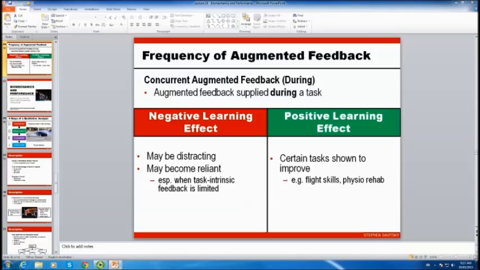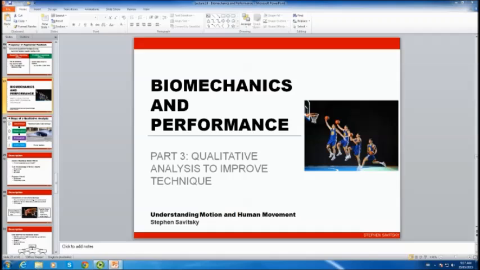Terminal feedback is at the end. Concurrent feedback is during. And when we're talking about the end one, the terminal feedback, there's those two periods that are key, the intervals. So understanding those is important. Final section, we'll do 10 minutes on this one, and then the whole shoot is this.